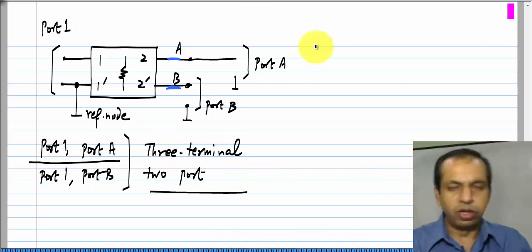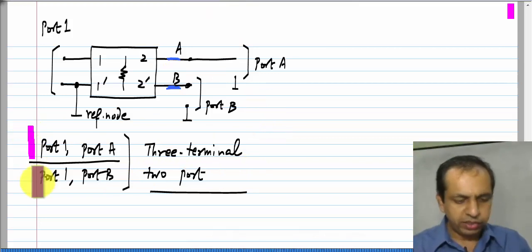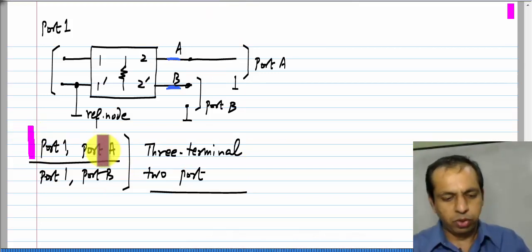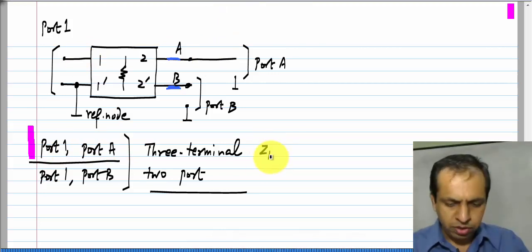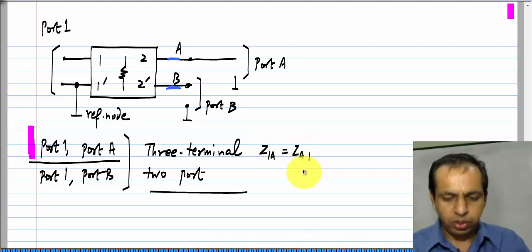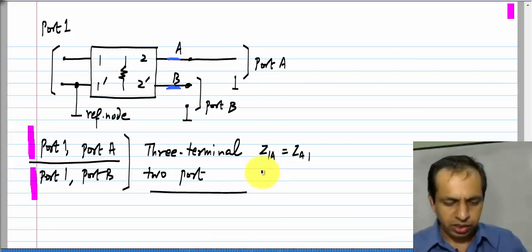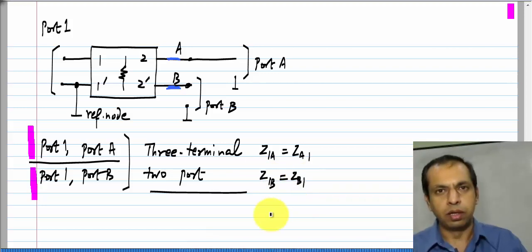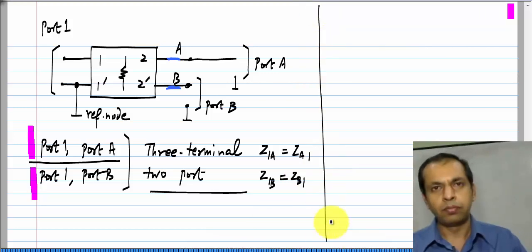Okay. So, what does my earlier result for 3 terminal 2 port say? If I take this case, that is take port 1 and port A as the 2 port network, I know that Z1A is ZA1. Okay. And similarly, if I take port 1 and port B as my 2 ports, I will have Z1B equals ZB1. Okay. Fine.